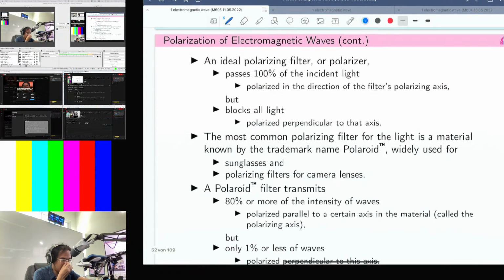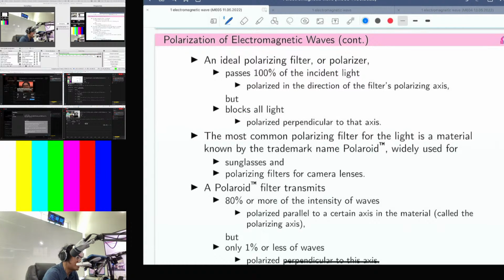Let's move to the next one. An ideal polarizing filter, or polarizer, passes 100% of the incident light. As you know, you have a request to do some experiments about our subject in physics. In this semester, I'm going to try to ask your co-teacher to reserve some timetable and some laboratory rooms for you to get a chance to do some experiments. And one of the experiments that is possible in this chapter is this thing.